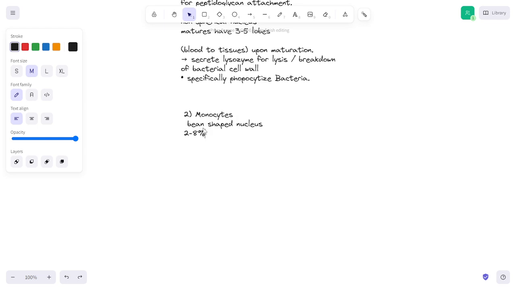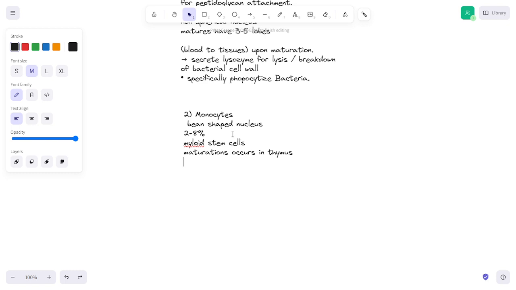They are originated from myeloid stem cells, and they get maturation. Their maturation occurs in the thymus. They are matured in the thymus.